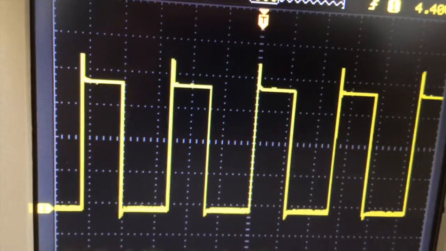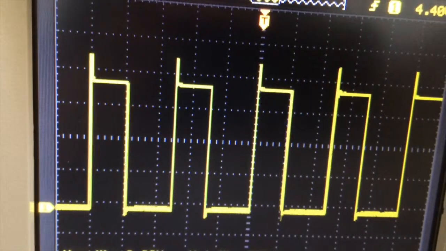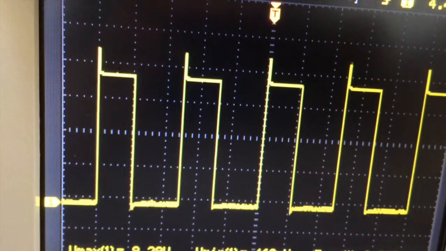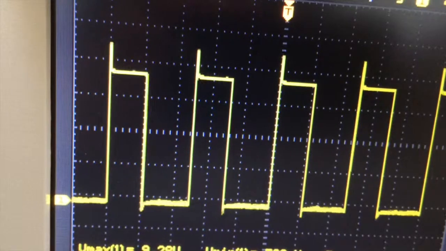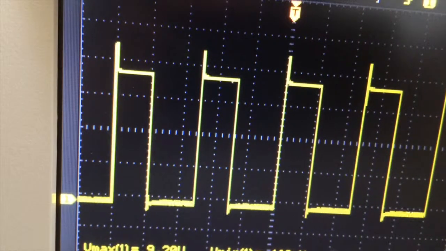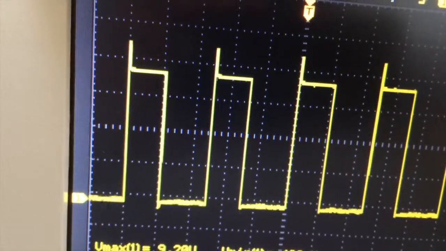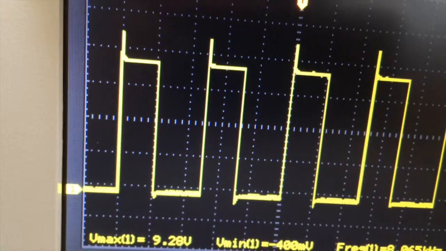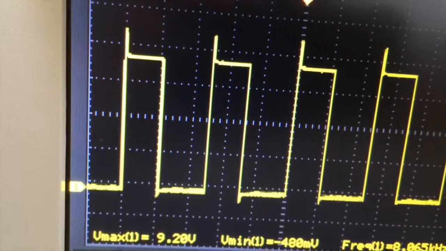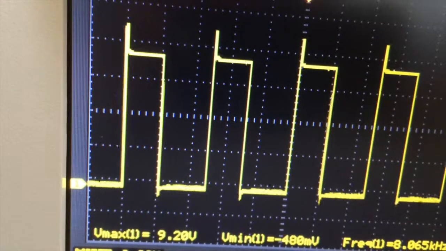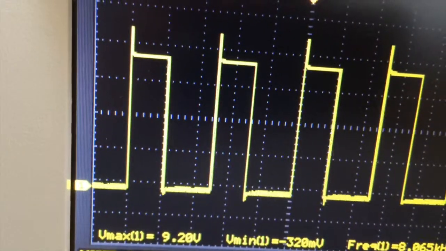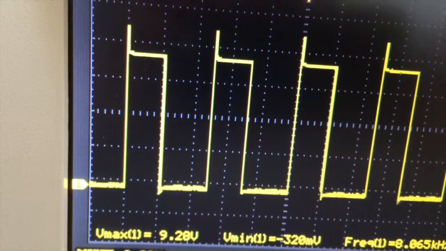As we start changing the frequency, we can see that since the capacitor is going to a lower cutoff voltage, the time that the output is on is actually decreasing, while the time that it is off is staying constant. Let me go through that again.